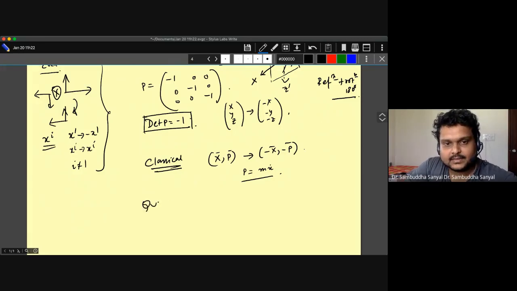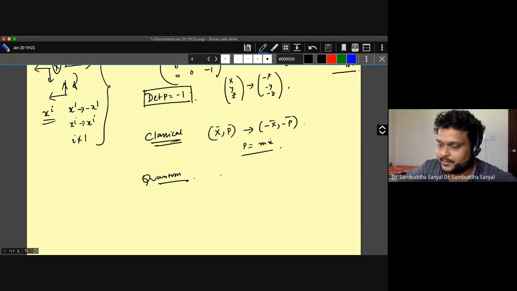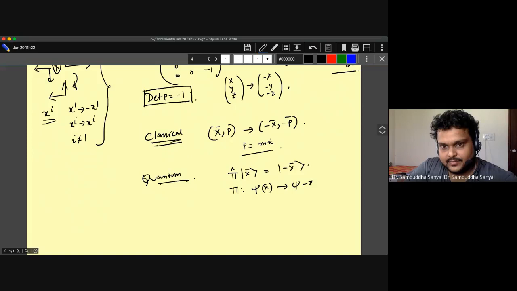But now we want to ask what it does to quantum. So that means we have to ask what it does to a quantum mechanical state, and then we have to ask what it does to a quantum mechanical operator. So let's do that. Look at the state. So pi is the parity operator. It will take this to minus x, which is what we want. Or if it acts on a wave function, it should take it to minus x.